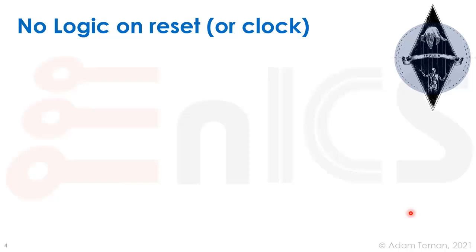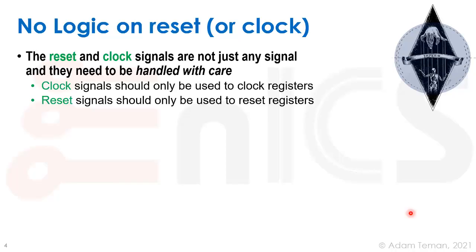So let's start with the Imperio rule, or curse. The Imperio rule, again, is no logic on reset, and I wrote on clock as well, but basically reset is the common mistake that people make. Reset and clock signals are not just any signal. They need to really be handled with care. They are the most important signals and the most unique signals in our design.